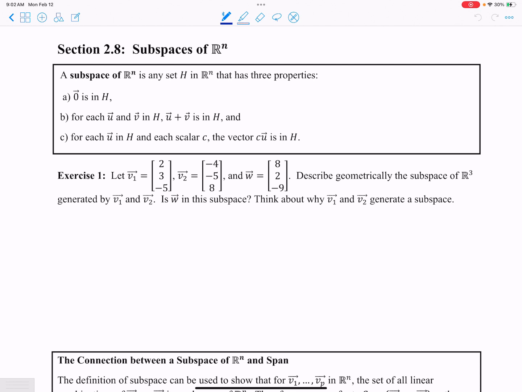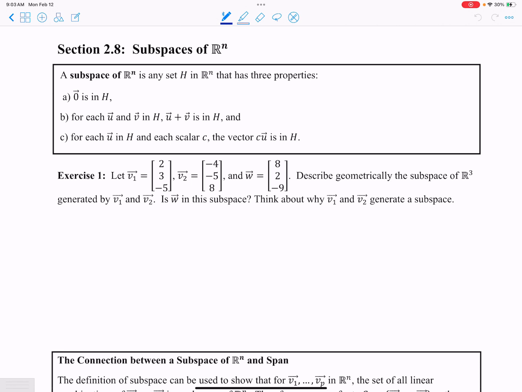In this section, you will learn about subspaces of Rn. In general, subspaces can be part of some much bigger idea in math, so this is a very small thing to just think about subspaces of Rn. A subspace of Rn is any set H in Rn that has three properties. Again, a subspace is really a set of vectors that have these properties.